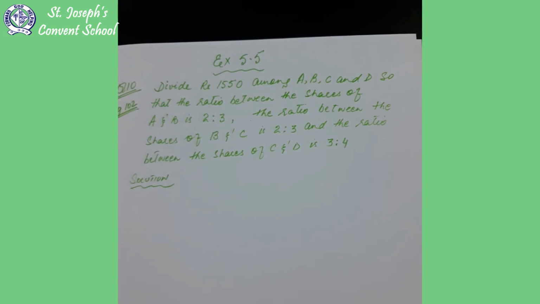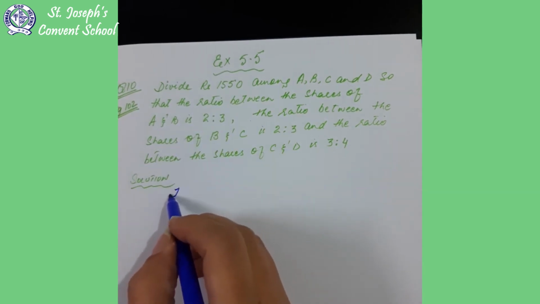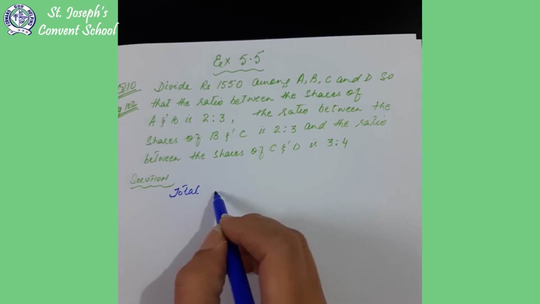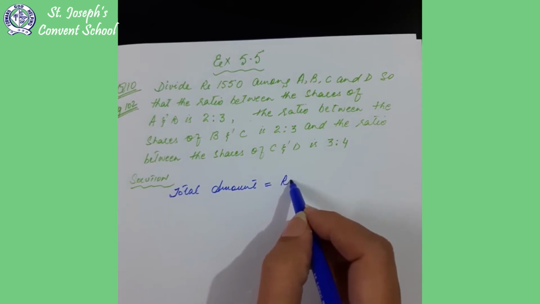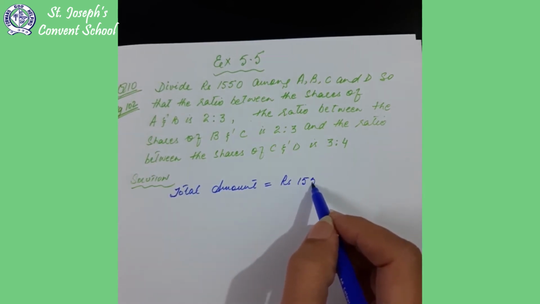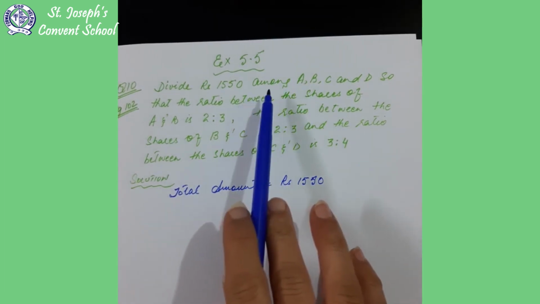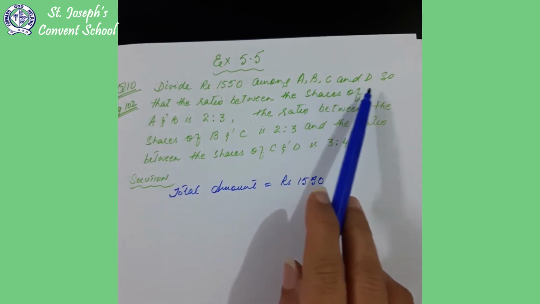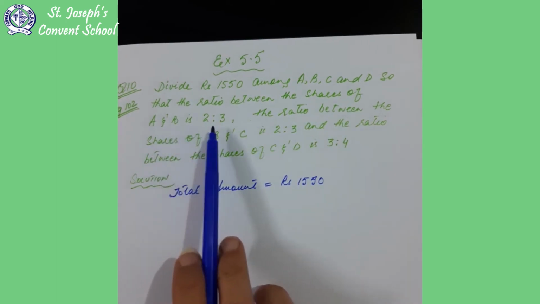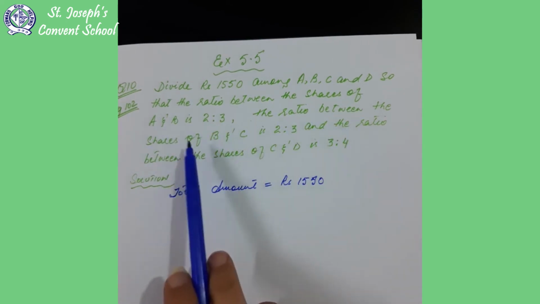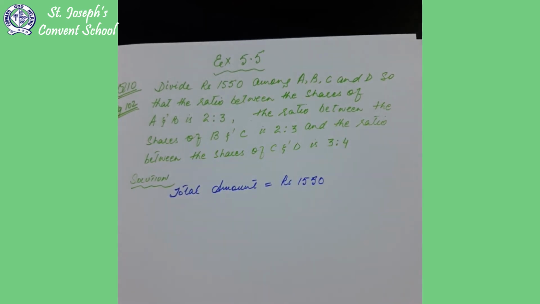Now in this question, it is written that divide rupees 1550. So the total amount is given. Total amount is rupees 1550. And you have to divide this amount among A, B, C, and D. There are 4 quantities, so the ratio between the shares of A and B is 2:3. Then the ratio between B and C is 2:3, and the ratio between C and D is 3:4. So the ratios are given.